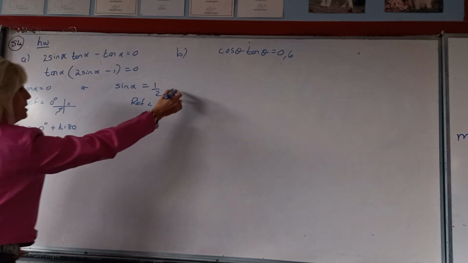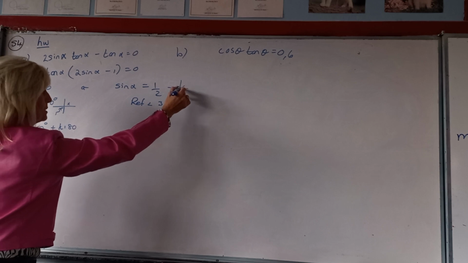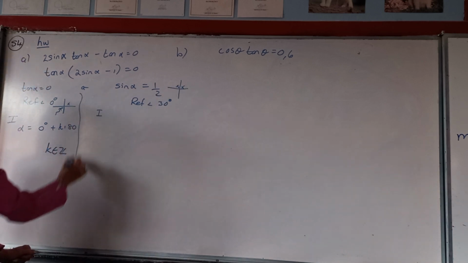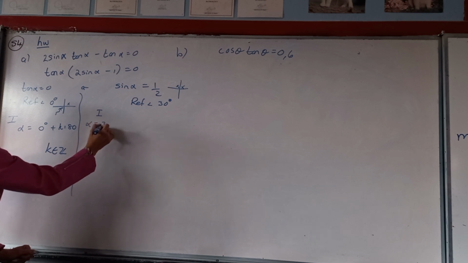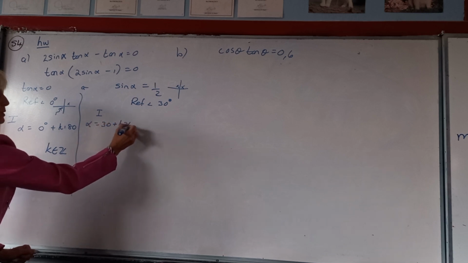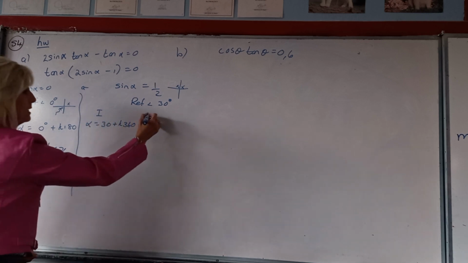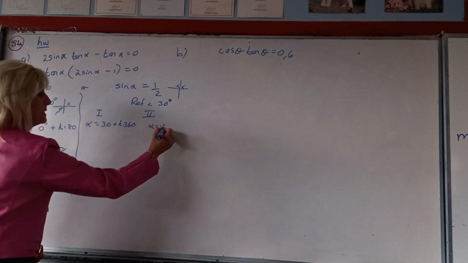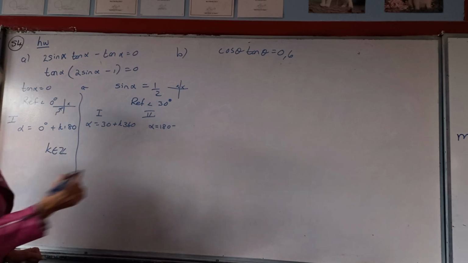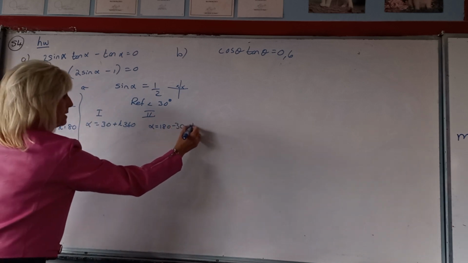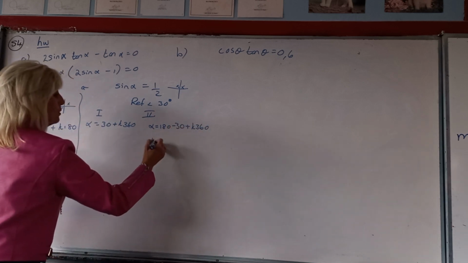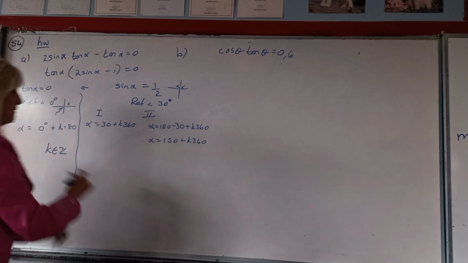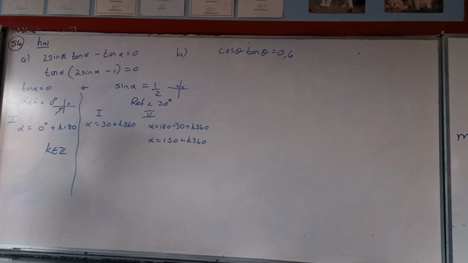30 degrees. Your sin ratio is positive, so it's first and second quadrant. For first quadrant, we write alpha is 30 plus k times 360, we're done. For the second quadrant, we write alpha is 180 minus, you've got the pattern going now, 30 plus k times 360. So we've got 150 plus k times 360. And if somewhere I've written k's, I'm done.